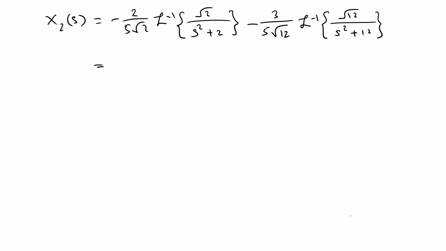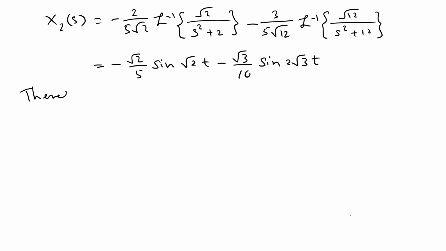You can simplify this one, so you get negative square root 2 over 5 sine square root 2 t, minus square root 3 over 10 sine 2 square root 3 t.